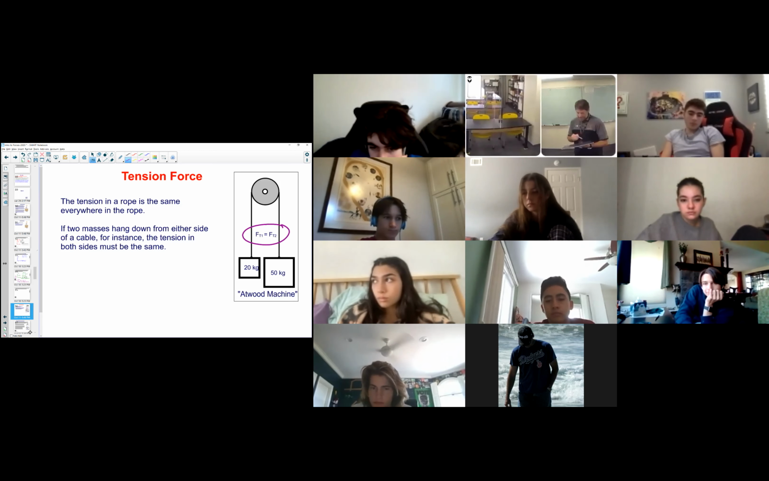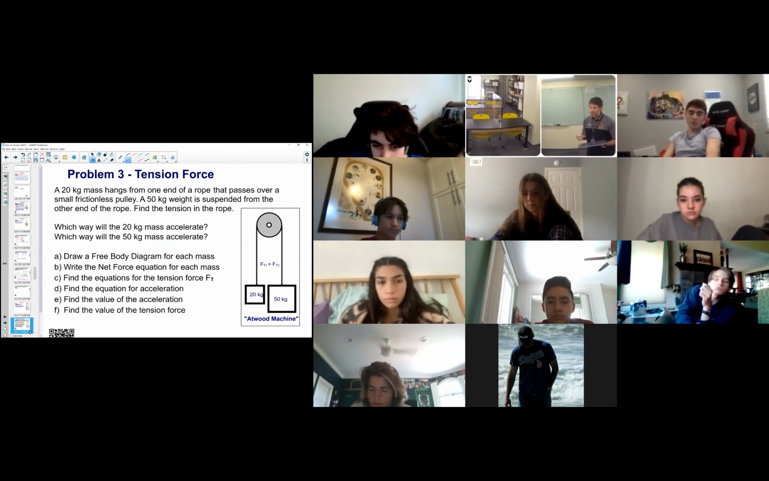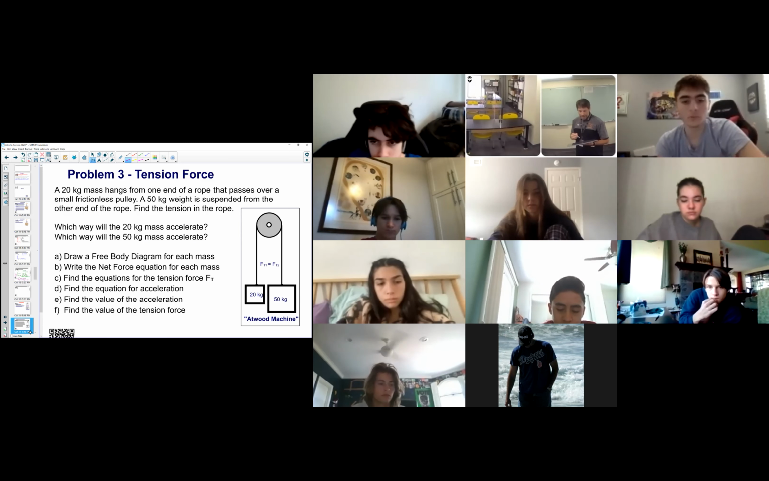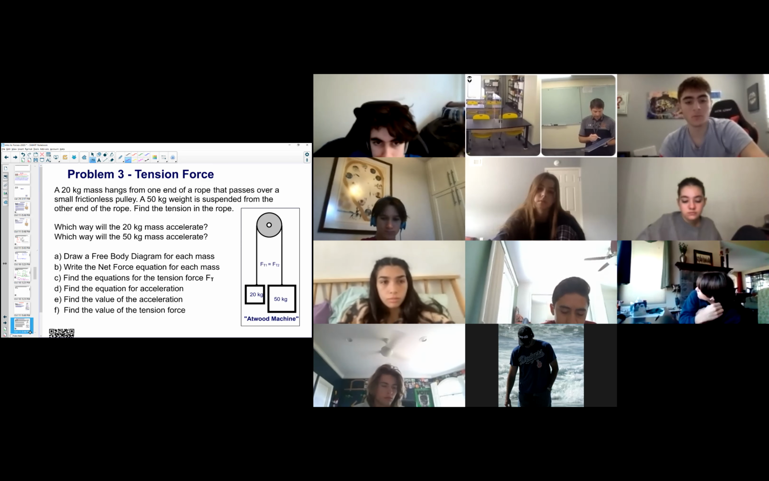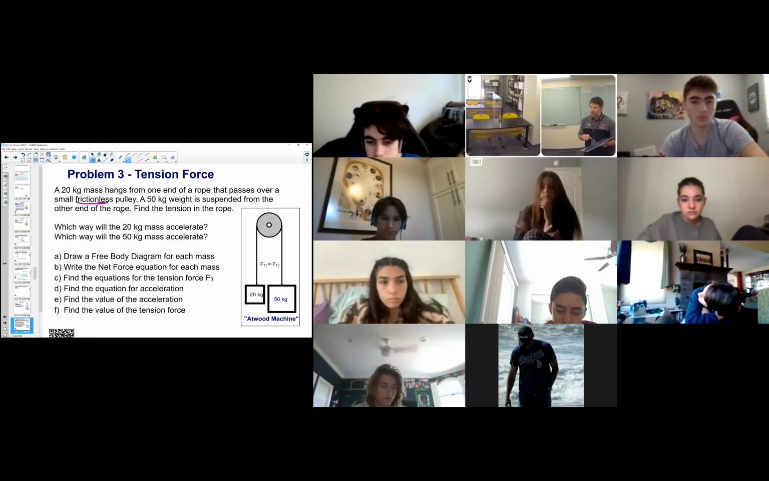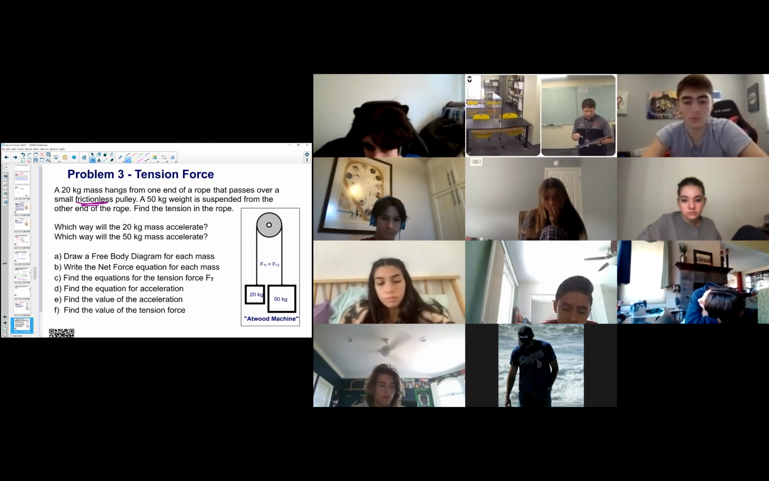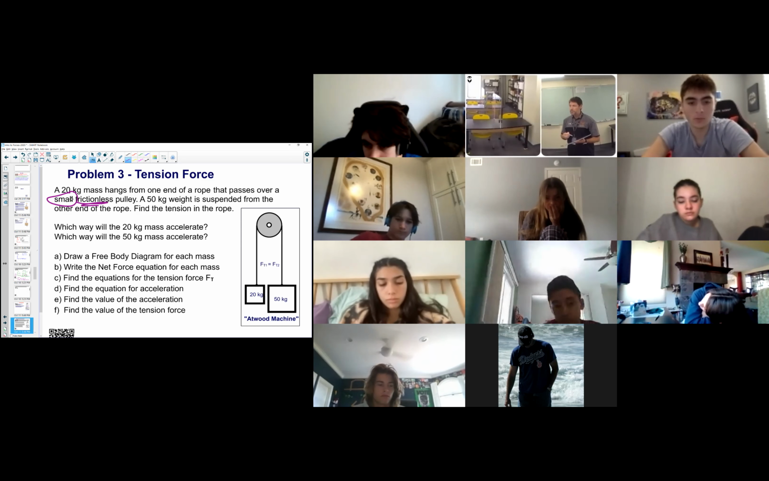The question is, how do we solve a problem like this? So here are the multitude of things they could ask you to solve. If it were a free response, they would probably ask you to solve all of these things and maybe even some more. So we've got a 20 kilogram mass hanging from one end of the rope that passes over a small frictionless pulley. Like we said before, they'll usually mention that it's frictionless. A 50 kilogram weight is suspended from the other end of the rope. Find the tension in the rope. So the tension in the rope is the basic thing they want us to find. And you'll also notice they said that the pulley is small. That's basically saying we could ignore the mass of the pulley and the friction.